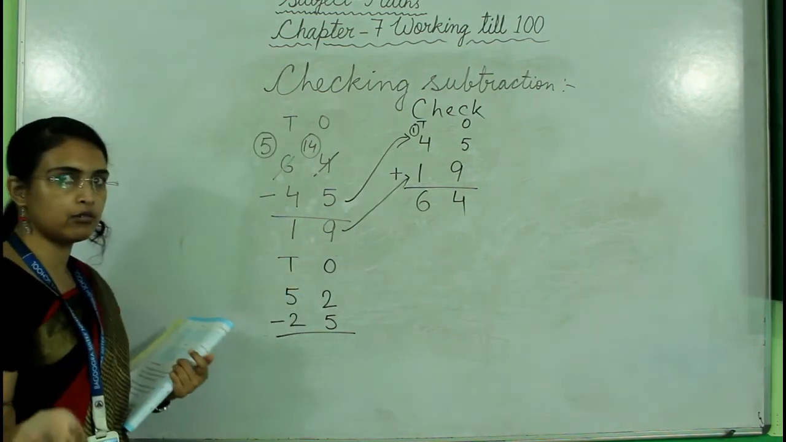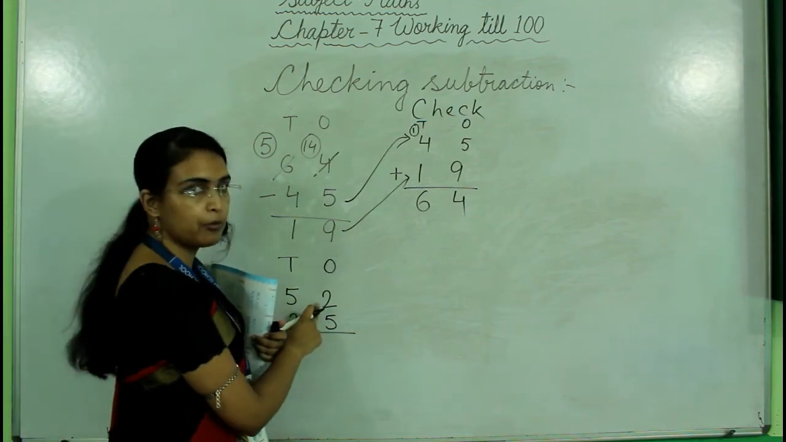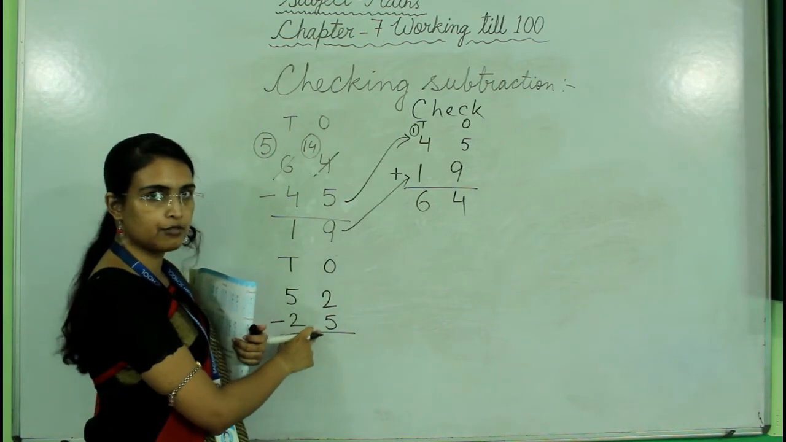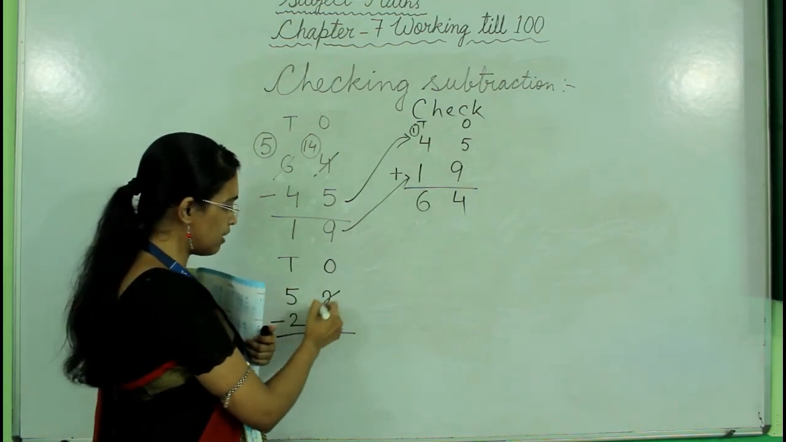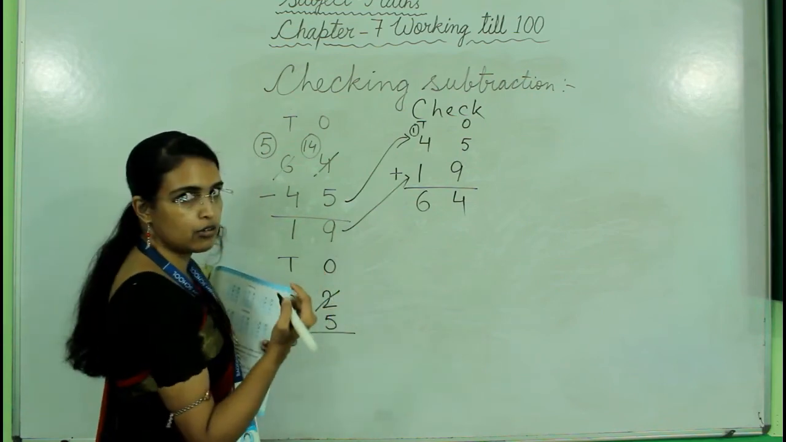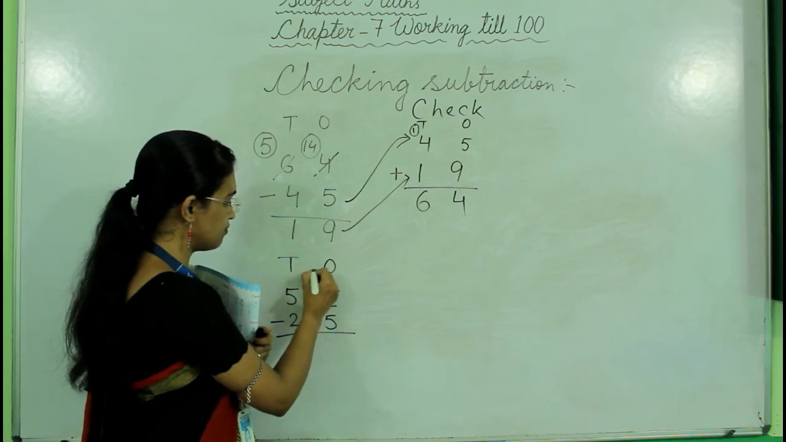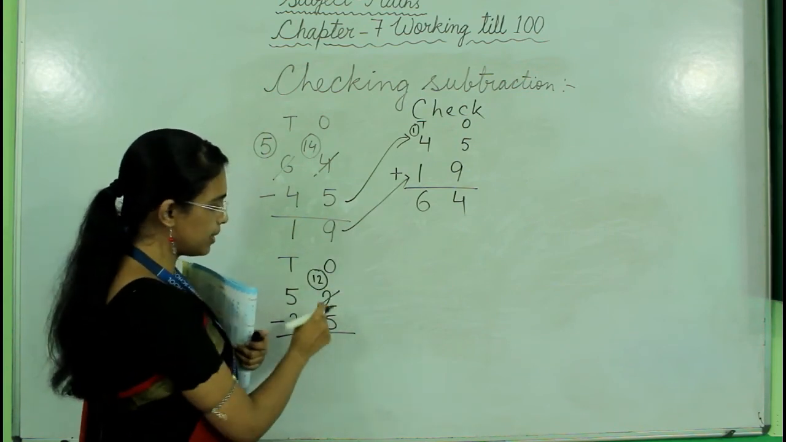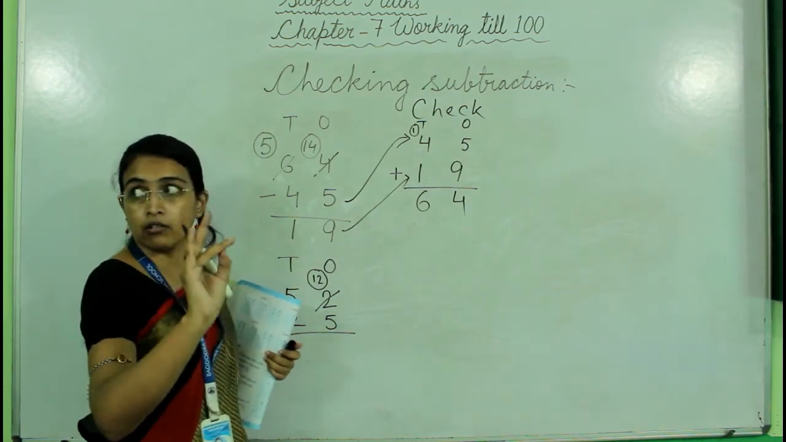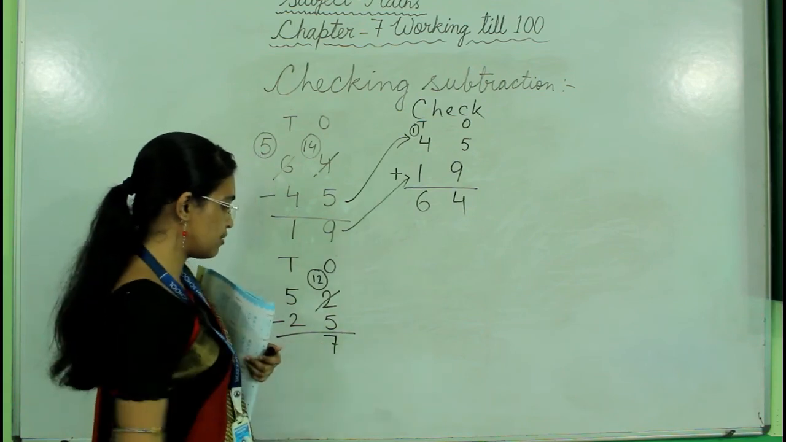Now first, what do we have to check? We have to check the ones place. So in the ones place, at the top we have the smaller number. 2 is smaller than 5, right? So what do we have to do? We have to take a carry, and when you take a carry, 2 becomes 12. So write here 12. Then 12 minus 5: after 5, 6, 7, 8, 9, 10, 11, 12. What is the answer? 7. So 12 minus 5 is 7.